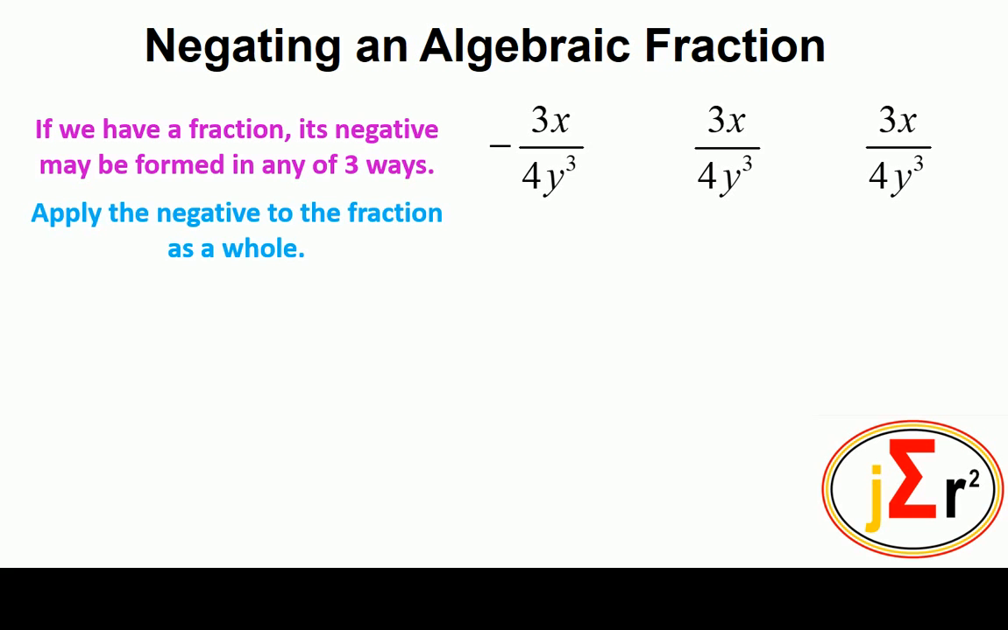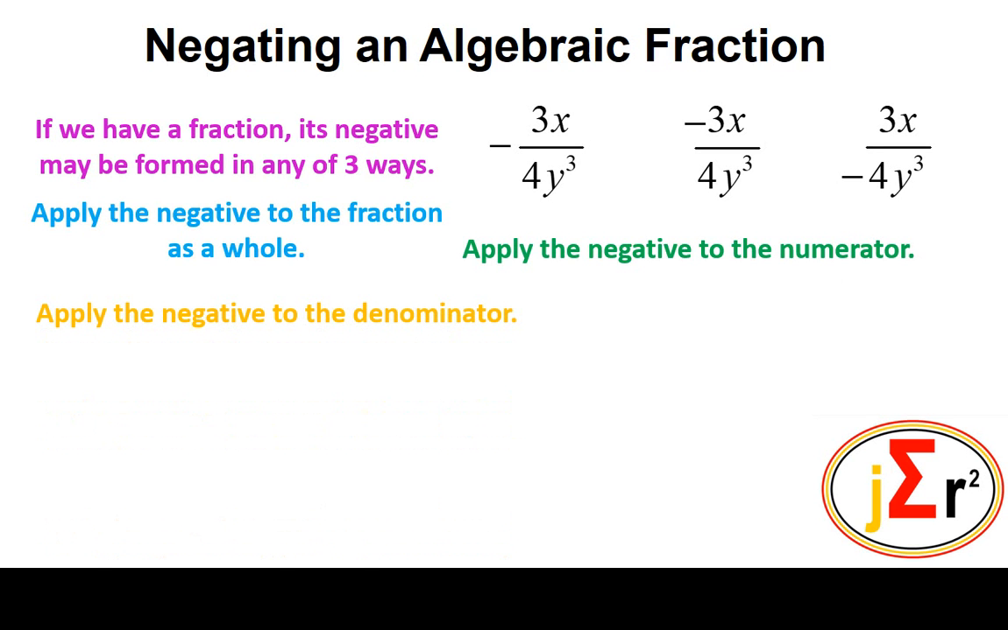If we have a fraction and we apply a negative sign to the fraction as a whole, then that will constitute negating that fraction. Another way is to apply the negative to the numerator. If we have a fraction, we apply a negative to the numerator, or we negate the numerator, then the fraction is also negated as a whole. The third and final way is to apply the negative sign to the denominator. Now, if we apply a negative sign to the denominator, then the fraction as a whole will also be negated.